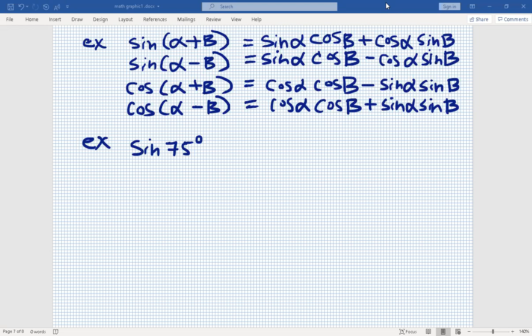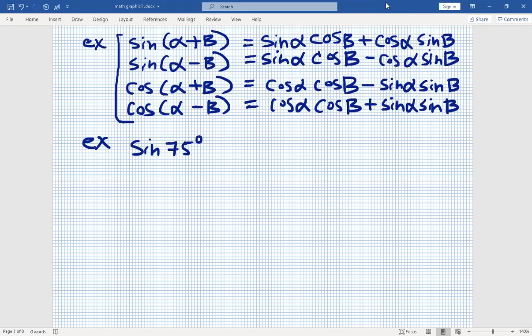And just to save some time, I wrote the trig formula for the sum and difference for sine and for the cosine. So whatever is up here, you're going to have to know. Okay, and let's go ahead and dive into the problem.